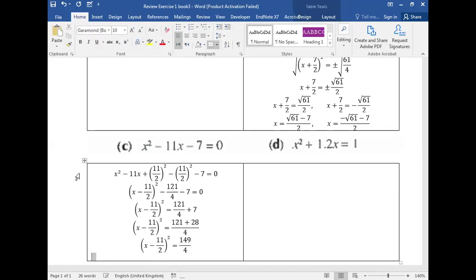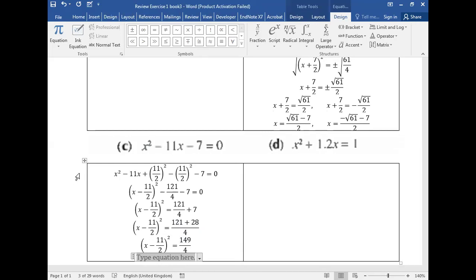Now what? Yes children, square root on both sides.